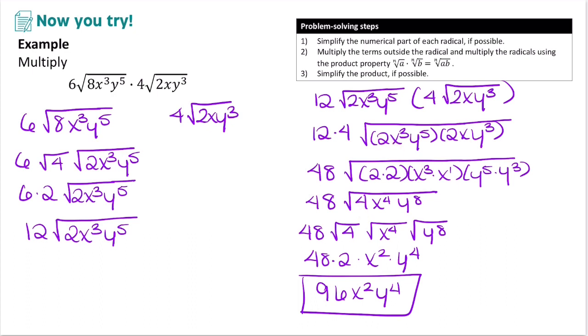X cubed times x gave me x to the fourth. Y to the fifth times y cubed gave me y to the eighth. So then I took the square root of 4, so that's 2. The square root of x to the fourth is x squared, and the square root of y to the eighth is y to the fourth. So it actually works out in this problem that all of your terms are on the outside, and we don't need a radical in our final answer.